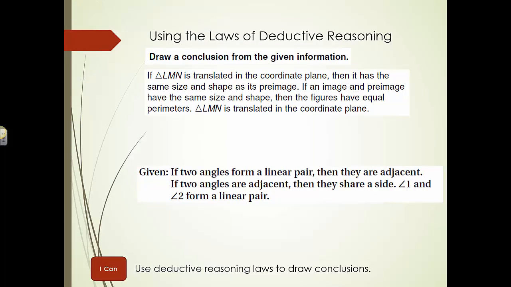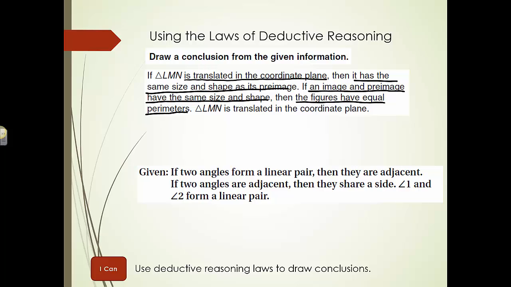Okay, so now we're just going to draw some conclusions using the two laws of deductive reasoning. So here is our first example. If triangle LMN is translated in the coordinate plane, then it has the same size and same shape as its pre-image. If the image and pre-image have the same size and same shape, then the figures have equal perimeters. So this part is going to be my P. This part is going to be my Q. Then this part about them having the same size and same shape is Q. And then this part, they have equal perimeters, is R.